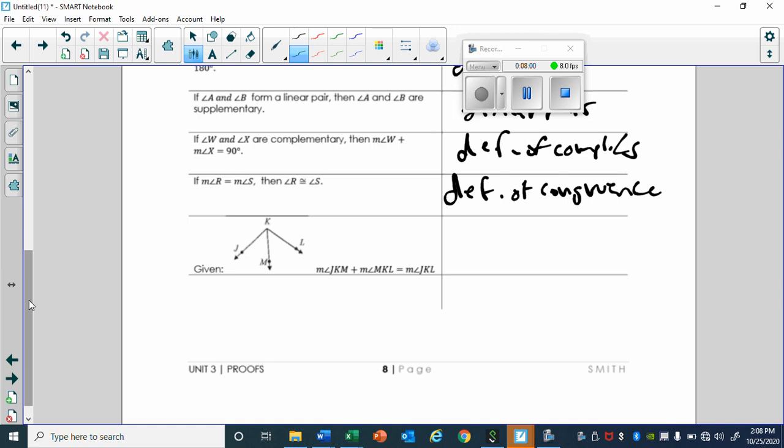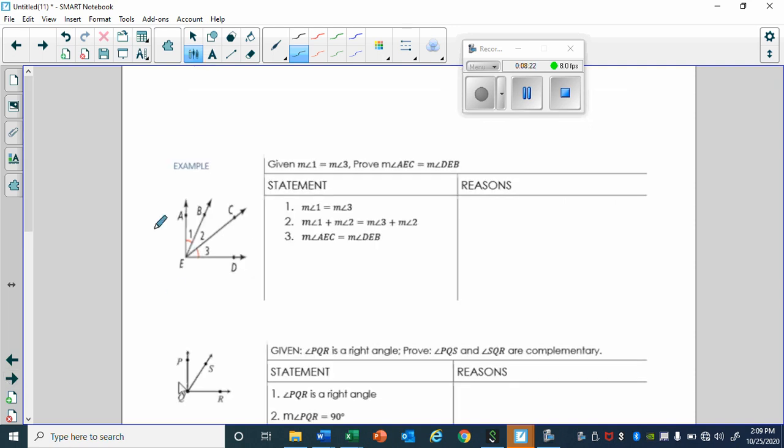It says given this object, the part plus the part equals the whole. So this is referencing the angle addition postulate. And the next part is proofs. So I'm going to leave it there and make a second video for proofs.